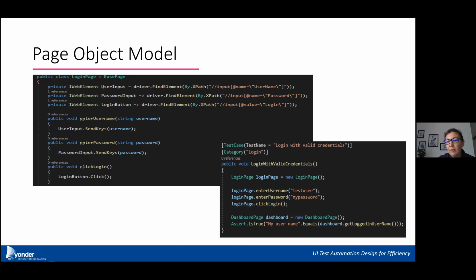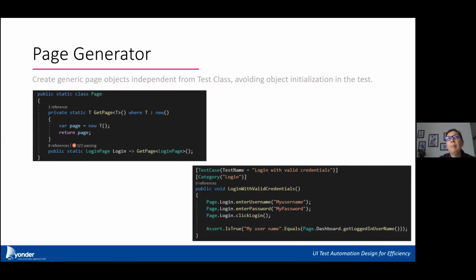So the concept for this part would be the page generator, which can be created no matter what structure we are defining for this part. The idea is that we are going to create a page which is going to generate some page objects, which are going to be totally independent of the test class.